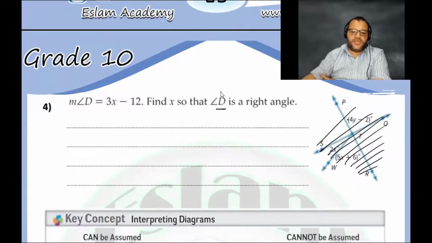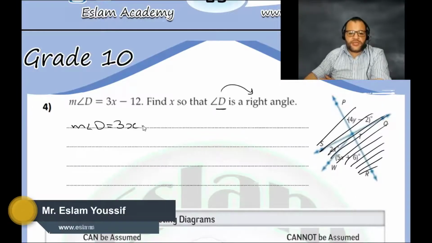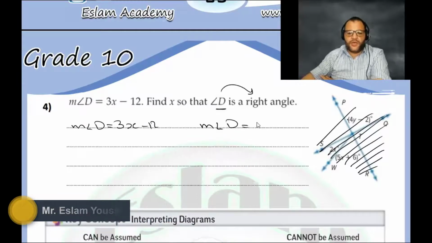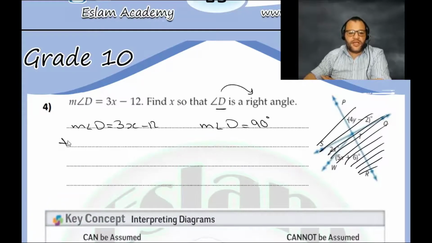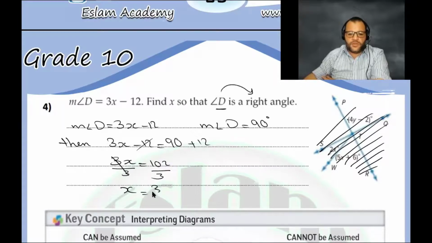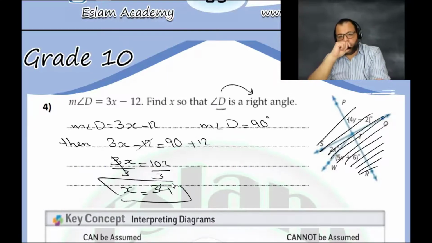What is the meaning that D is a right angle? 90 degrees. Now, given that the measure of angle D equals 3x minus 12, and the other given, the measure of angle D equals 90 degrees, then 3x minus 12 is equal to 90. By adding 12, 3x equals 102, divided by 3. Then x is equal to 34 degrees. This is easy.